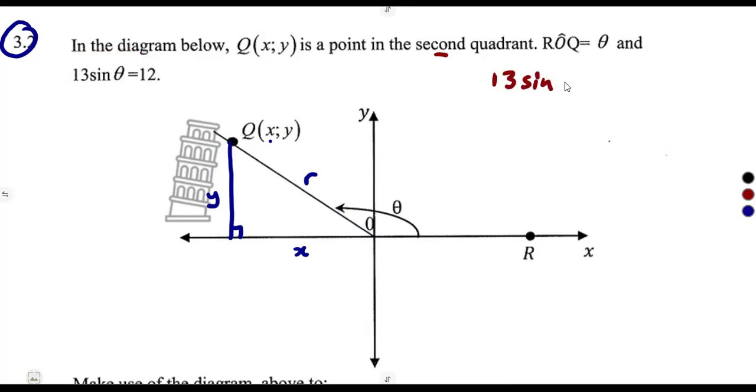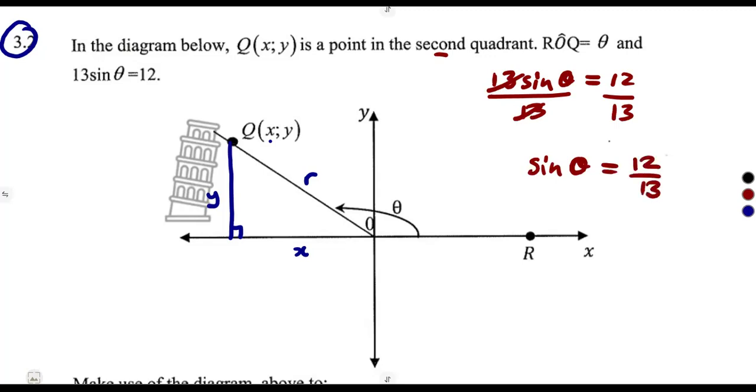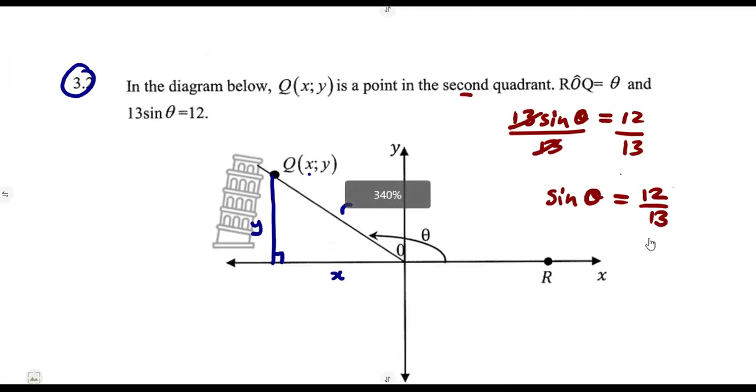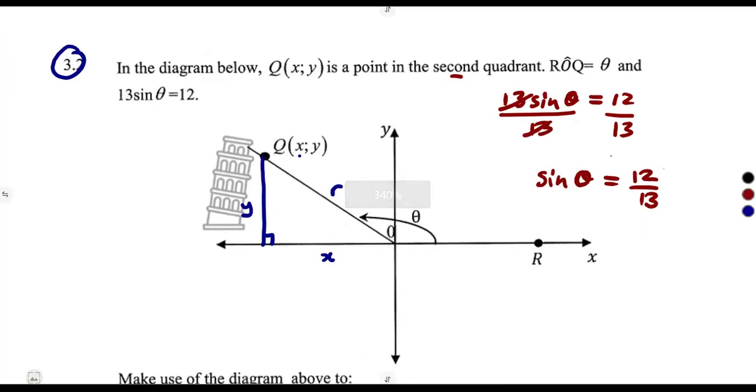13 sine theta is equal to 12. It's a ratio which is hidden. Divide by 13, divide by 13 like this. You see it properly. Sine theta is equal to what? 12 over 13. So you can see that they are simply giving us a ratio of sine, which was hidden. And remember our ratio of sine.